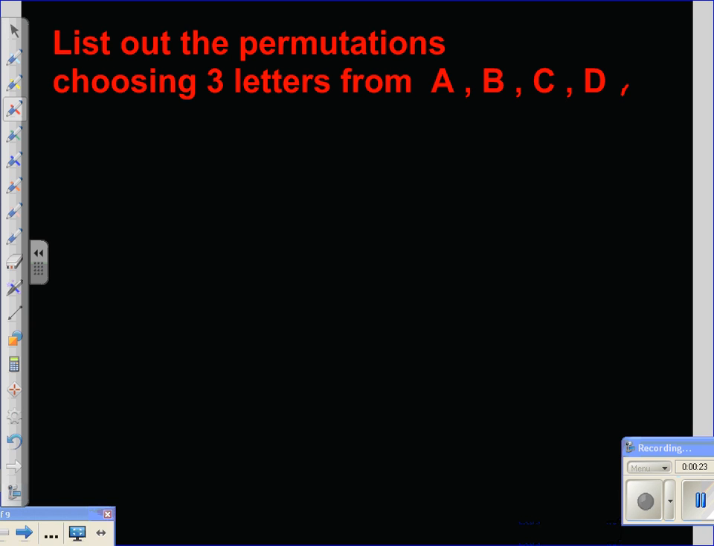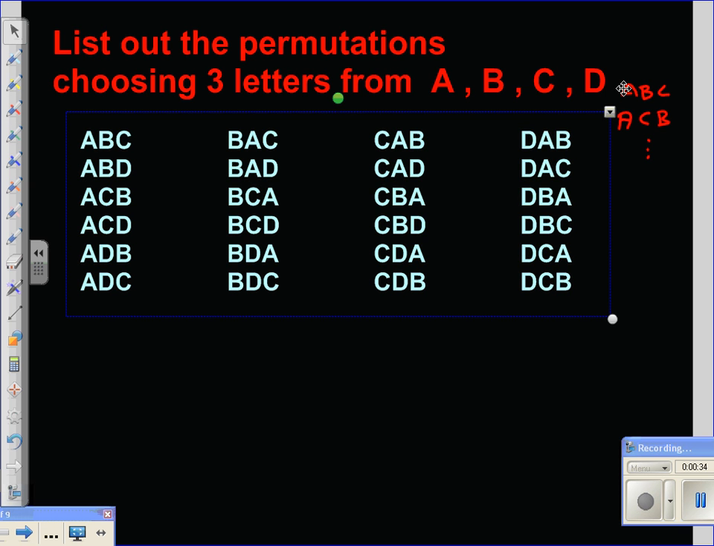Well, we could have ABC, ACB, and so on. We could list all of these out. I've already done that for you and listed them out here. Now, that would be all of our permutations. If you notice, some of the letters do overlap in the same ones. We have ABC and we have CBA. Those both contain all 3 of the letters ABC.